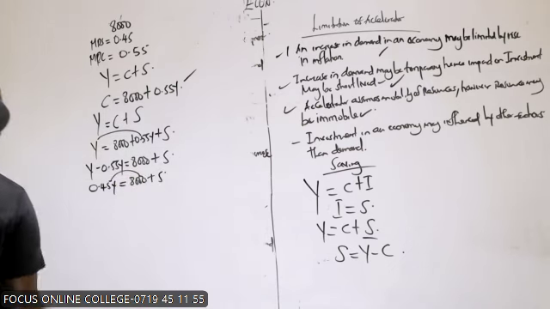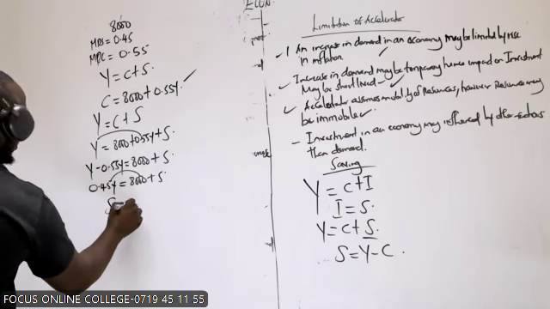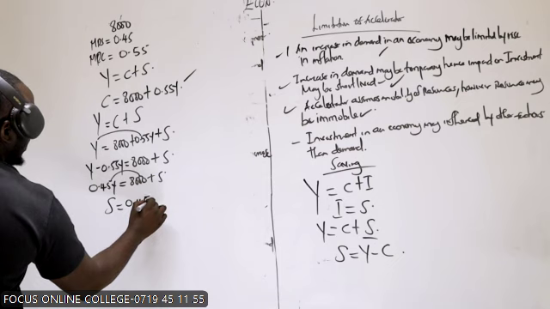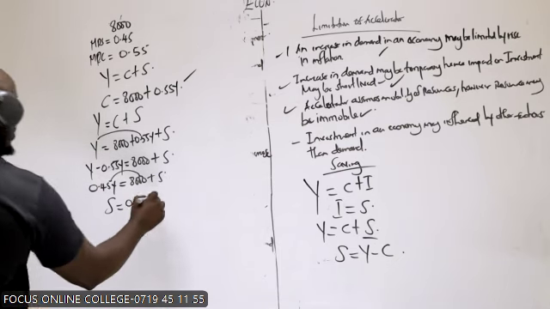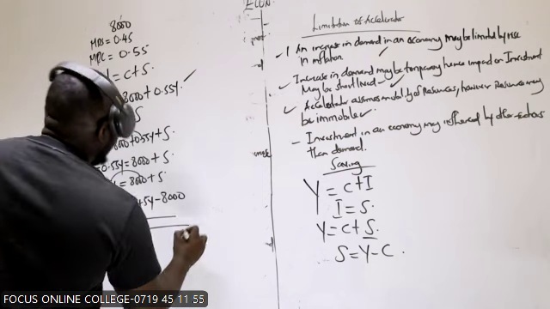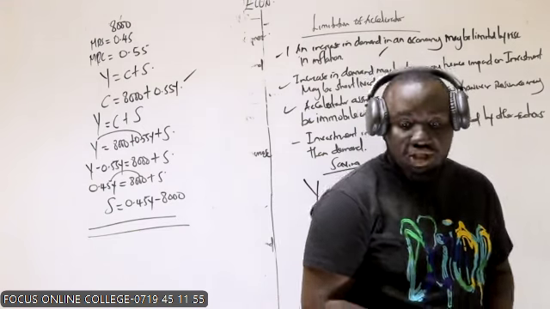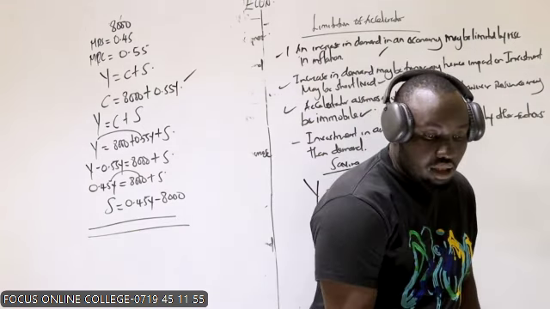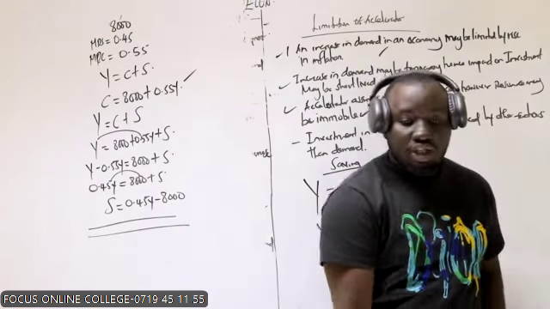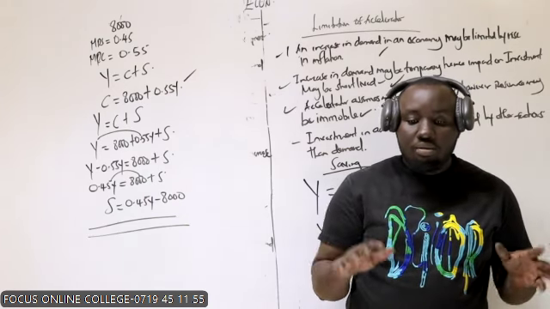So what is S? Bring this one to the outside. So the saving function is going to be 0.45Y minus 8,000. So this is the saving function. Tumeona hiyo saving function? Have you seen how we've gotten the saving function? Perfect. So I just want to stop it there.